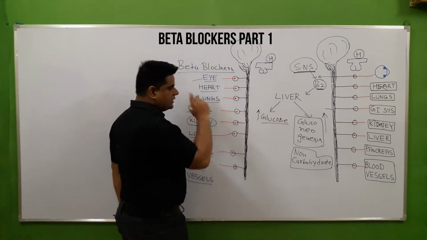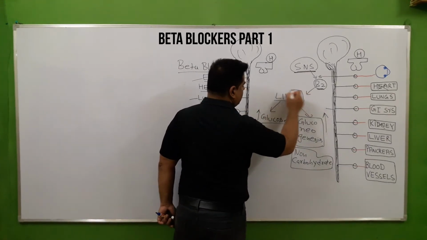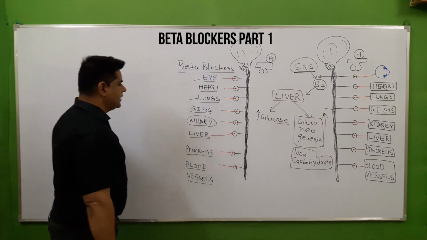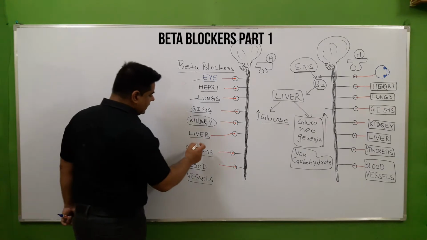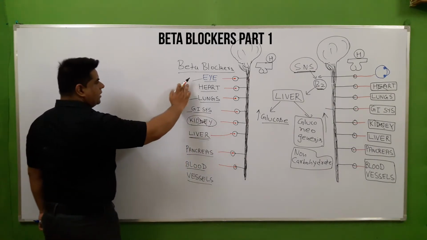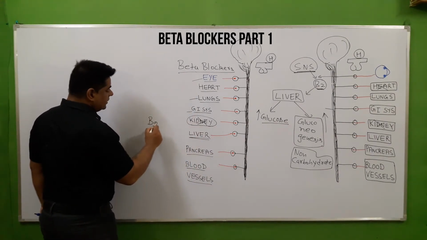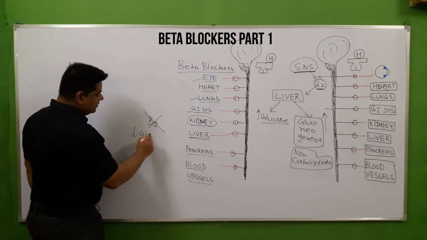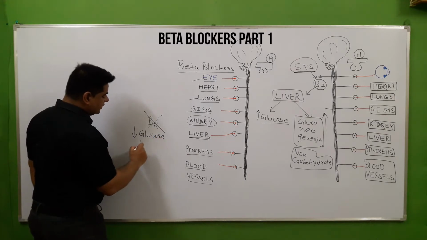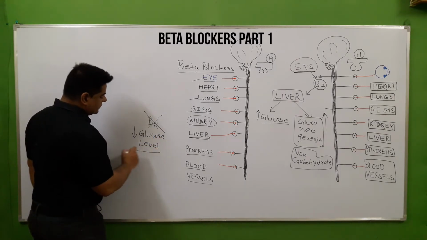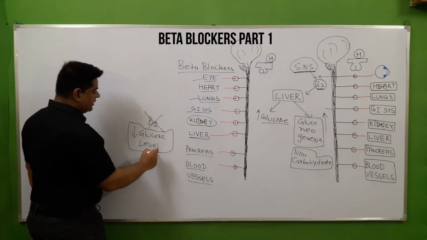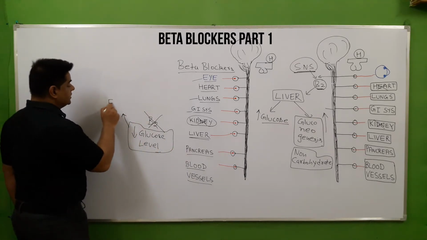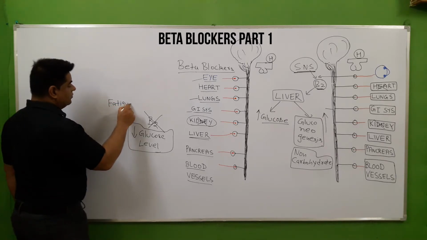Blood glucose level will increase in the liver under the sympathetic activity and stimulation of beta 2 receptors. On the opposite side, beta 2 receptor blockers will decrease blood glucose level, so obviously, whenever there is a decrease in blood glucose level, it will cause fatigue and weakness.